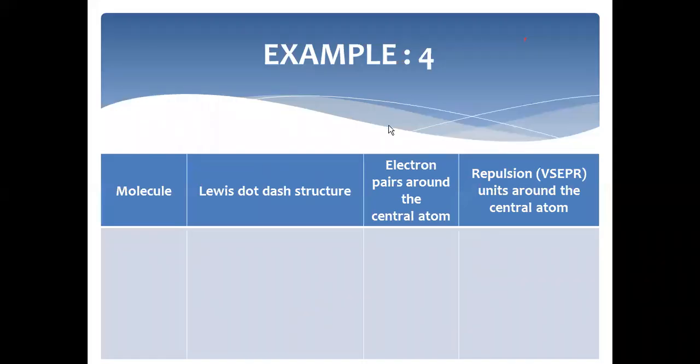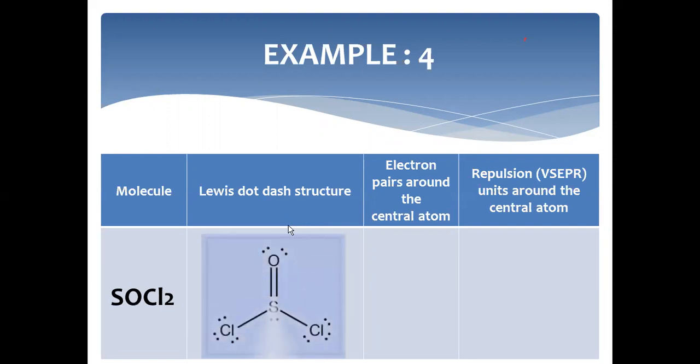The next example, example 4, is the molecule SOCl2. Until now we just studied different structures. Now you have sulfur with 2 Cl groups and 1 oxygen group. Let's look at the electron pairs around the central atom. Here you have one lone pair, one pair of lone pair, and you have two single bonds, two pairs of single bond.